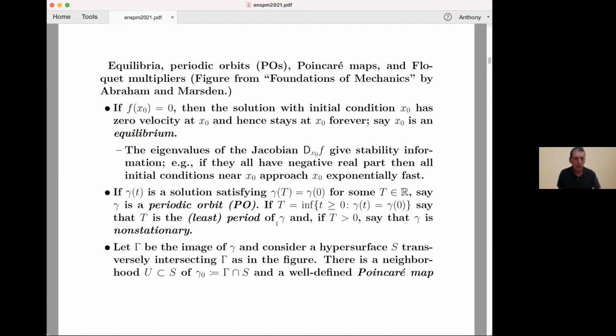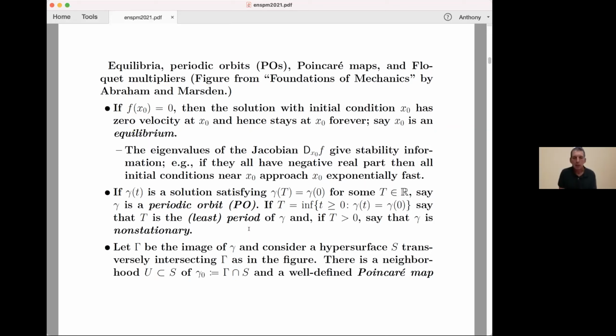So we were looking at equilibria and periodic orbits and the associated tools of analysis, Poincare maps and Floquet multipliers. I'll show you a figure about this in a moment, but the idea is if you have an equilibrium f(x0) = 0, we say that the system is in equilibrium, so x dot = f(x0) = 0. In general, for a normal system, you can look at the eigenvalues of the Jacobian. This gives stability information. If all the eigenvalues have negative real part, then you get exponential decay, as we saw in the previous talk.